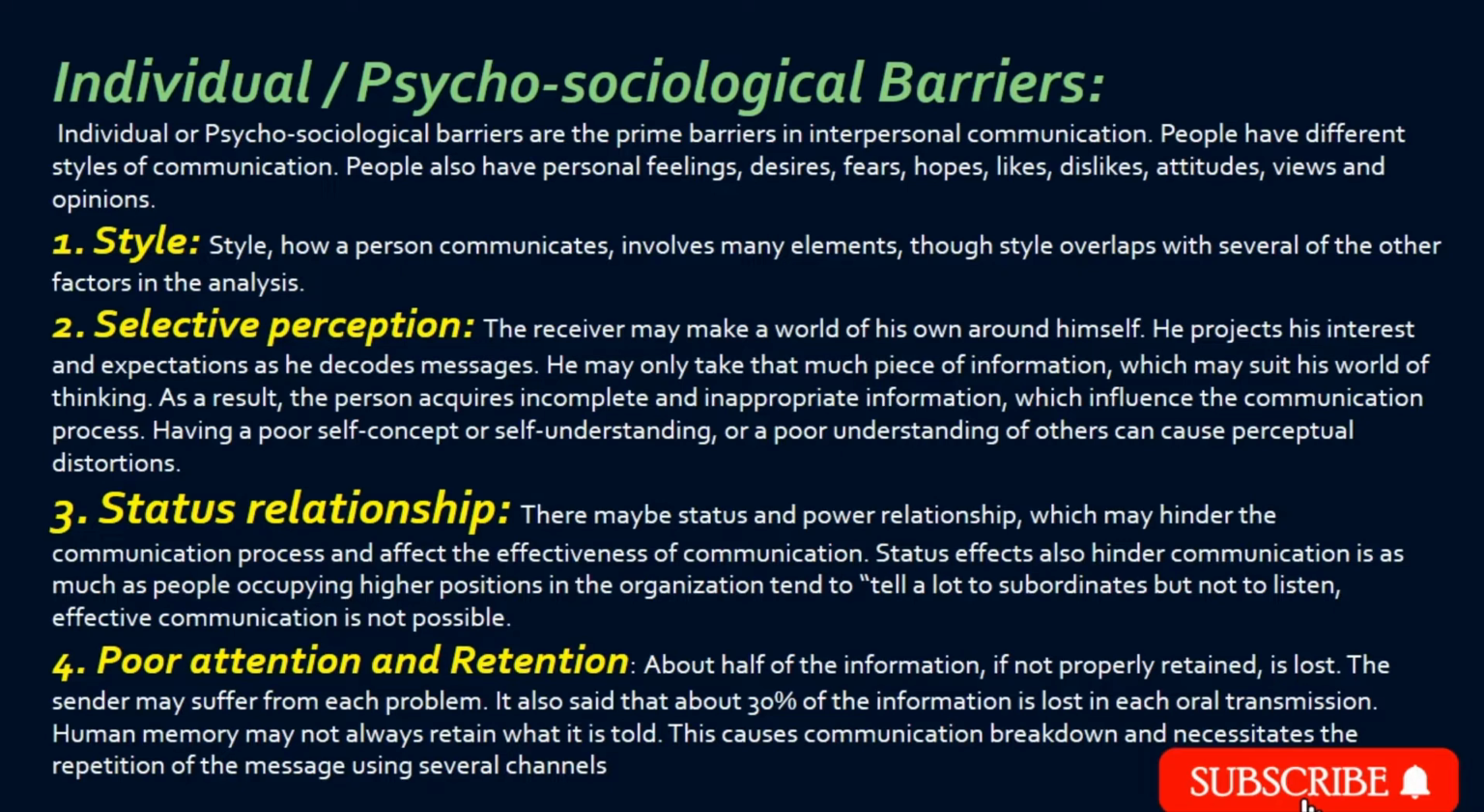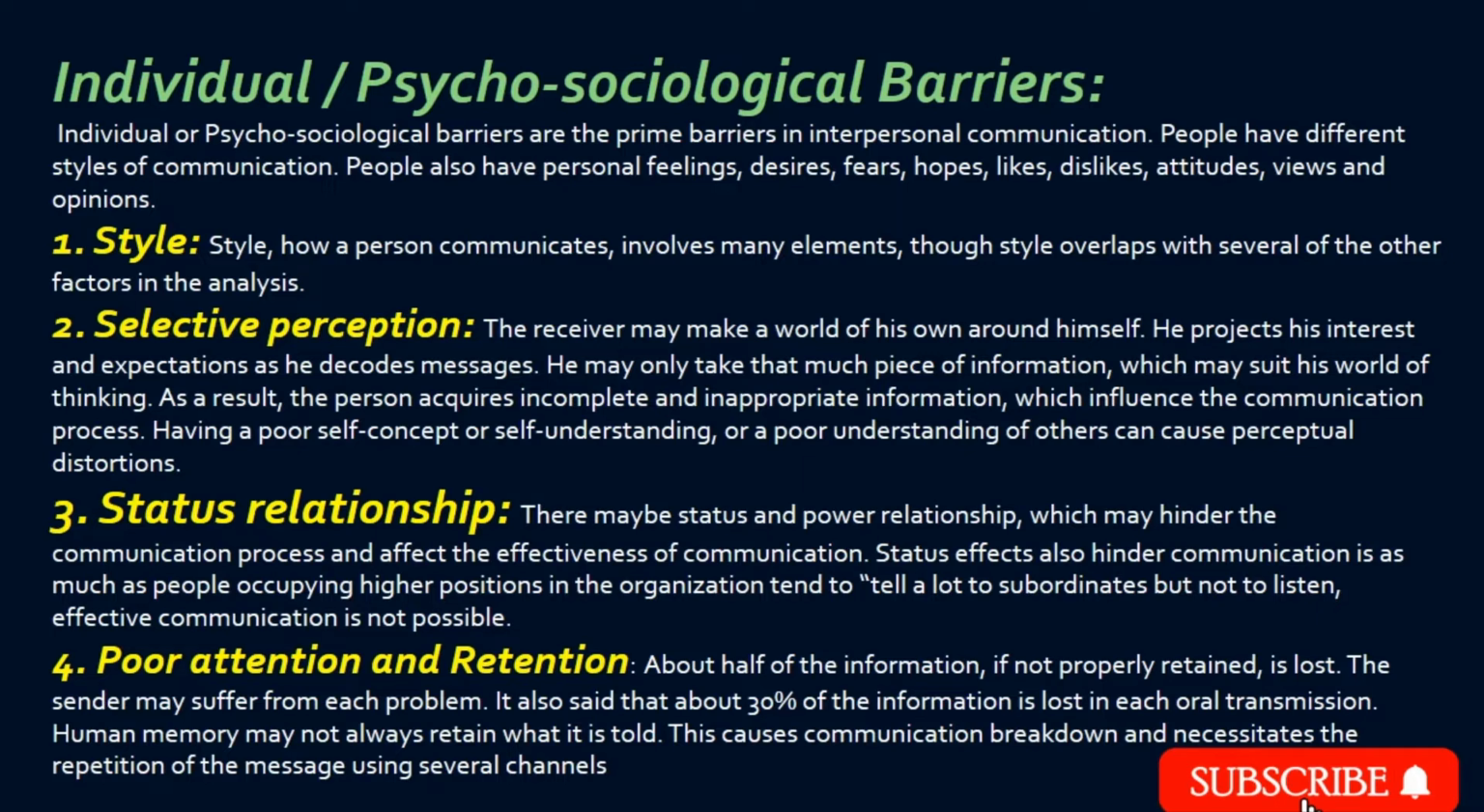Individual psychosocial barrier. What do you mean by this? So this is in the individual. Individual or psychosocial barriers are the prime barriers in interpersonal communication. People have different styles of communication. People also have personal feelings, desires, fears, hopes, likes, dislikes, attitudes, views, and opinions. See, each and every individual is different, and the way they communicate is also different.